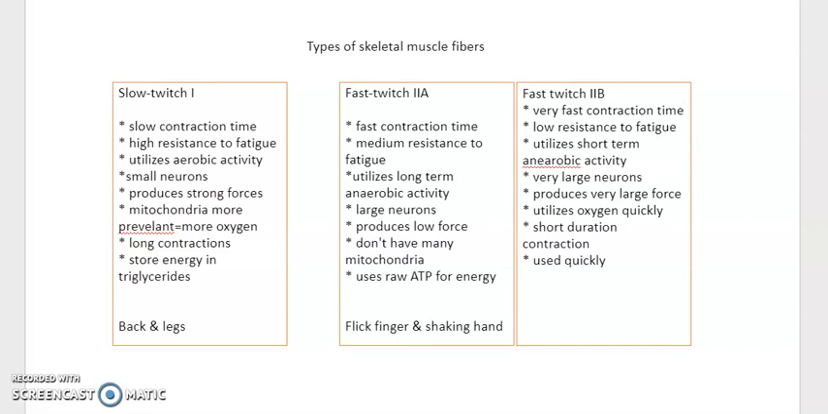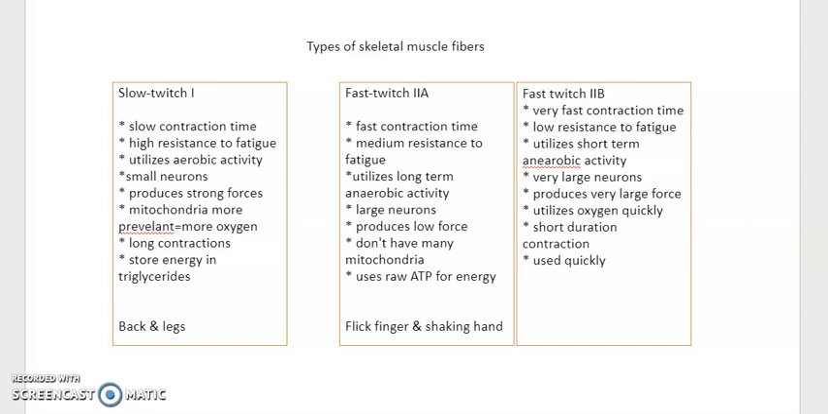The slow twitch is going to have a slow reaction time with a high resistance to fatigue, and uses oxygen. We're going to have a lot of mitochondria that are going to produce a lot of ATP. There's a lot of oxygen, which allows for long contractions. We're going to be storing energy in triglycerides in the form of fat. So these are going to be our large muscles, mainly found in our back and our legs, used for strong forces.